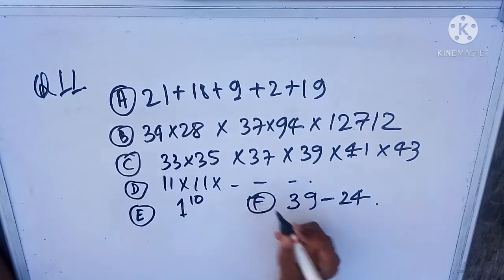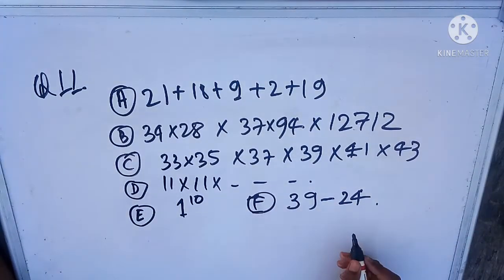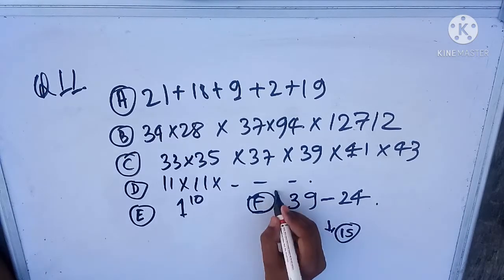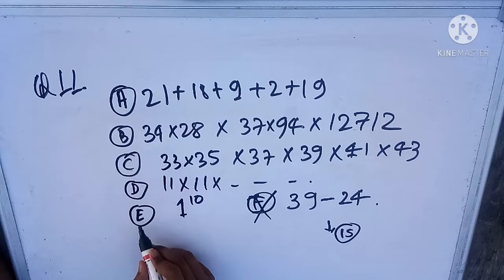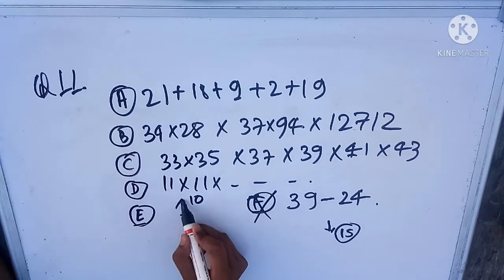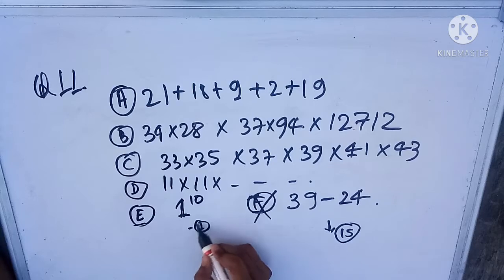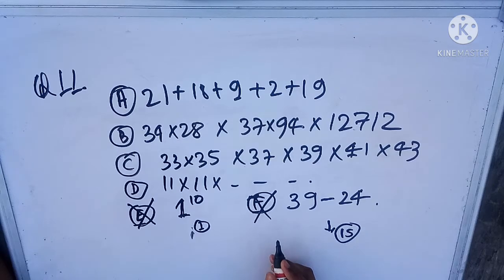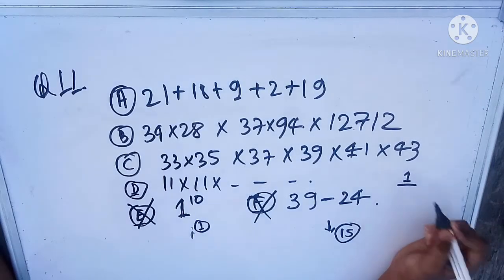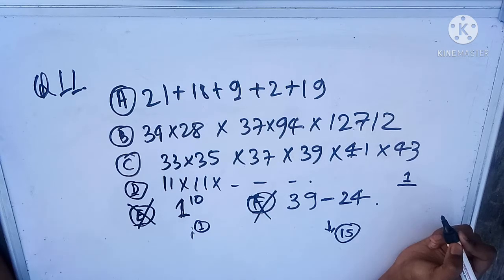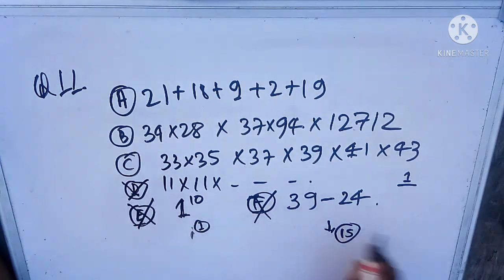So let us start to calculate from option F. Here we have to subtract 24 from 39, so the answer is 15. 15 is not an even number, so this option is not true. Here we have option E, 1 to the power 10, so it will be 1 only, and 1 is not an even number, so this is not a true option. In option D, we have multiplication of 11s, so whatever the result will be, the unit digit will always remain 1, which is not an even number, so this is also not the correct option.